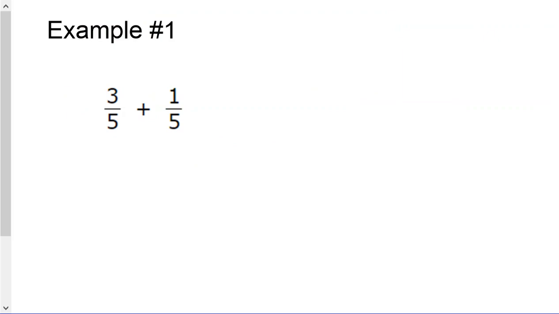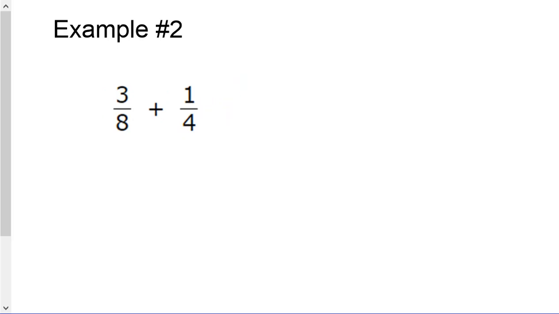Example number 1, we have 3/5 plus 1/5. All right, we have common denominators already of 5, so that means we can just add straight across in our numerators. Okay, so our denominator stays the same, and 3 plus 1 is 4. Okay, so 3/5 plus 1/5 will give us 4/5.